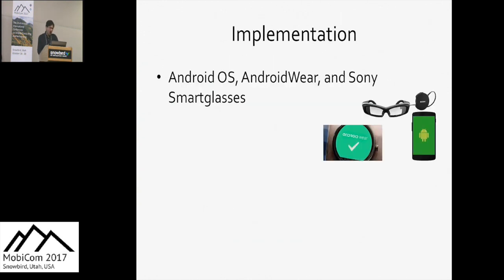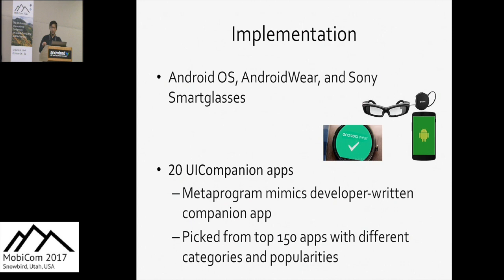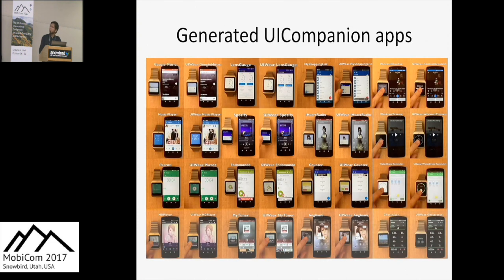For implementation, we mainly focus on the Android ecosystem, like Android phone, Android Wear smartwatch, and Sony smart glasses. We pick 20 smartwatch apps from the top 150 apps from the Android Wear marketplace based on their different category and popularities. We mimic their functionality and look and feel by writing a simple Metaprogram and generate those 20 UI companion apps correspondingly. This is a snapshot of some of those apps we generate and their original version.